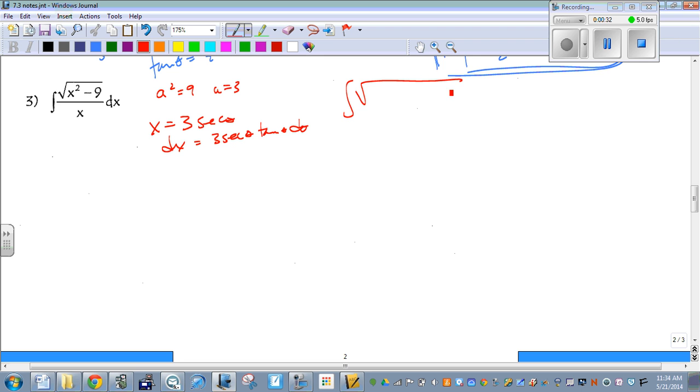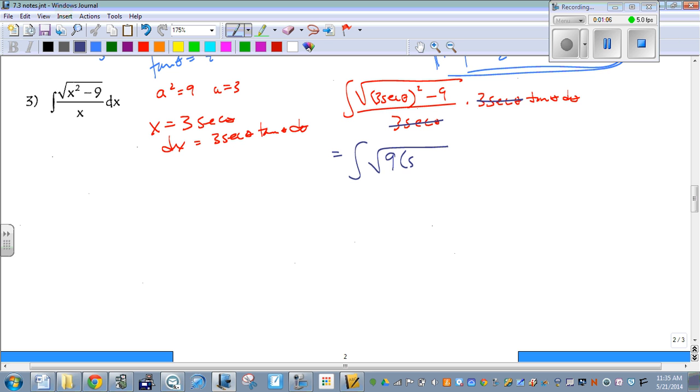So we have square root of 3 secant of theta squared minus 9 all over 3 secant of theta, and then our dx becomes 3 secant theta tangent theta d theta. So right away we can cancel out 3 secant theta here and here, and then try and simplify in here. We're going to end up inside the square root with 9 secant squared minus 9, so we can factor that 9 out and we get secant squared of theta minus 1, and then we have our tangent of theta d theta.